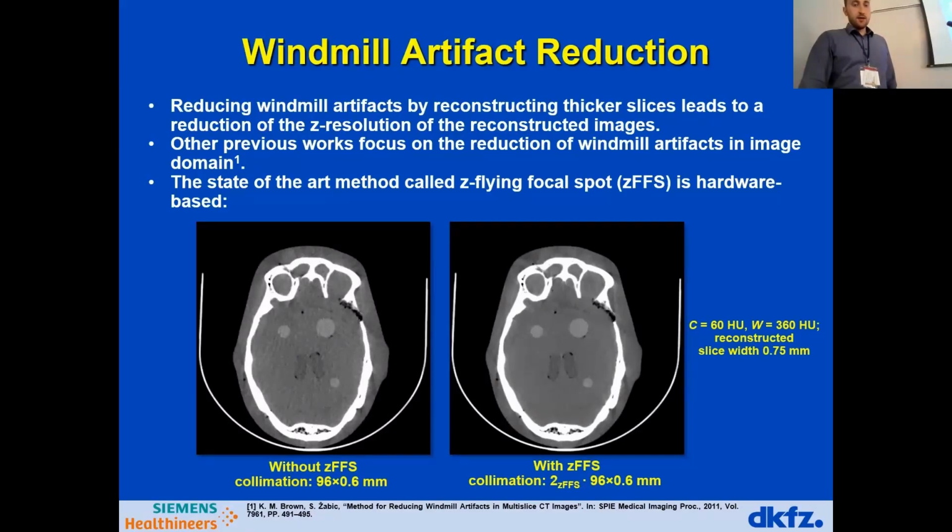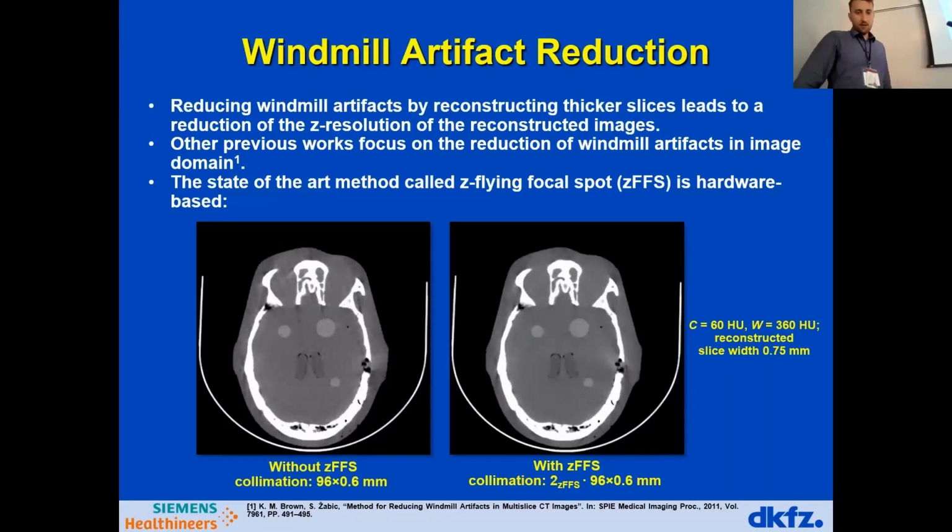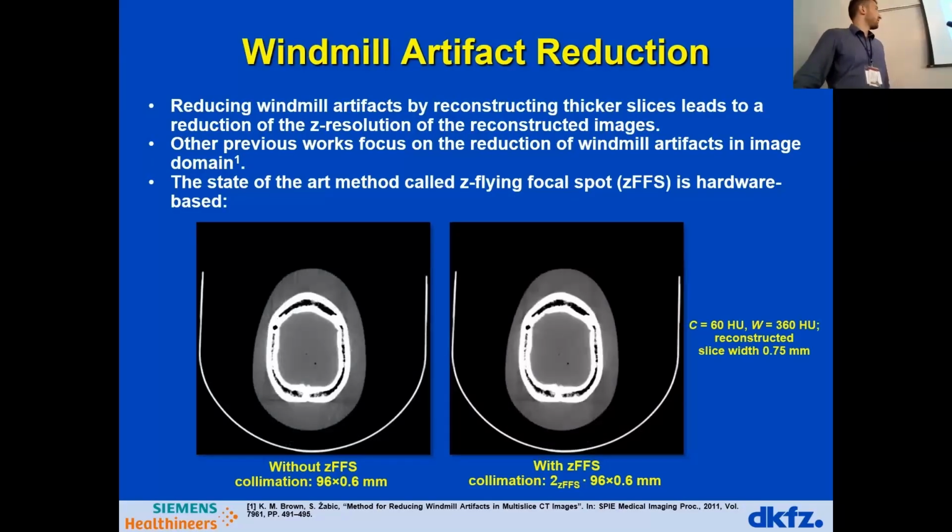Here you can see a comparison of 2 scans. On the left-hand side, you can see the scan of a Siemens Somatom 4 scanner acquired without the Z-flying focal spot, and you can clearly see the streaks. And on the right-hand side, you can see a corresponding reconstruction of a scan where Z-flying focal spot was enabled. Here I prepared some other slices just for comparison. Also here you can clearly see the difference.